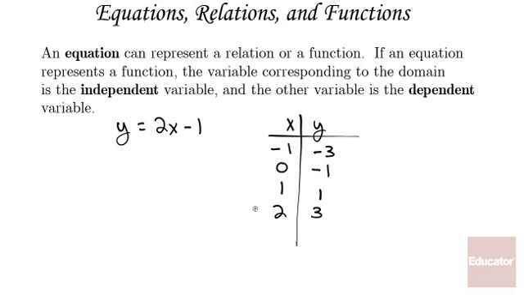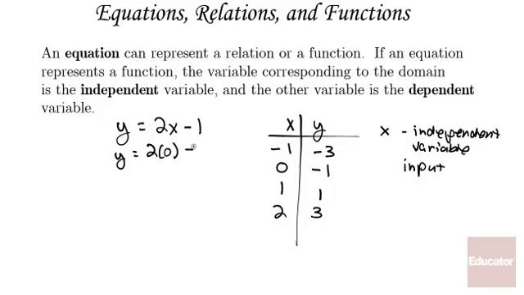So, looking at how this worked, x is the independent variable. The value of x is independent of y. I'm just picking x's, and here it could be any real number. We sometimes also say that this is the input, and the reason is I pick a value for x, say 0, and I input it into the equation.